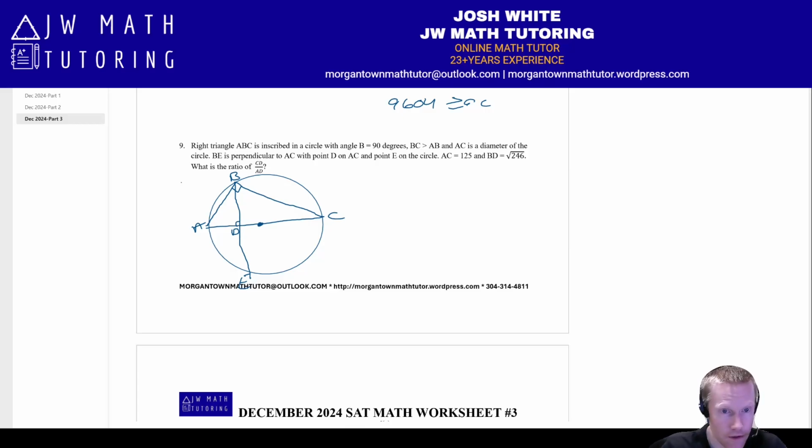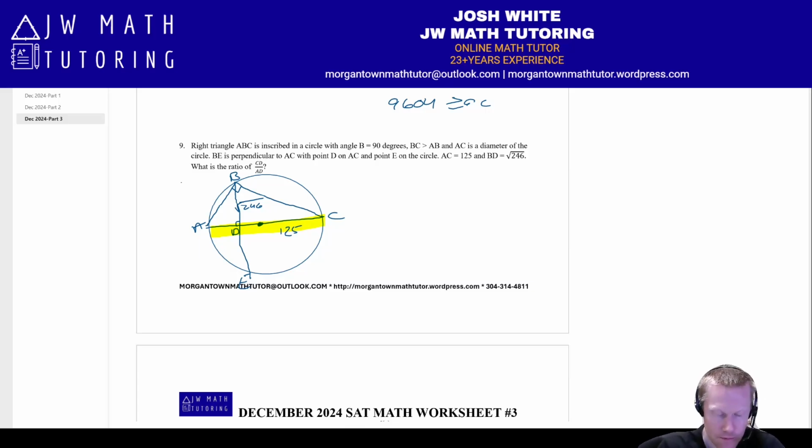Okay, you know that the diameter, so from A to C here, the whole thing, is 125. And we know that BD, this part right here, is root 246. Okay, so first method I'm going to show is the one I did not show the last time. This was in, I believe, one of the November problem videos. We want to find the ratio of CD to AD. Okay, the two parts of this diameter, basically.